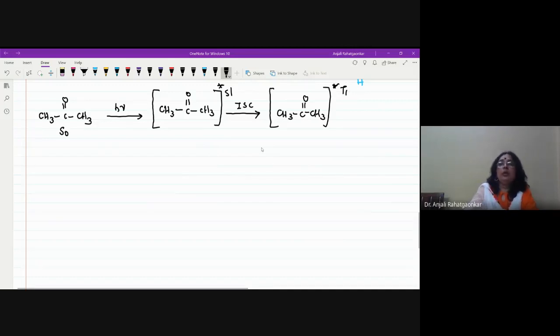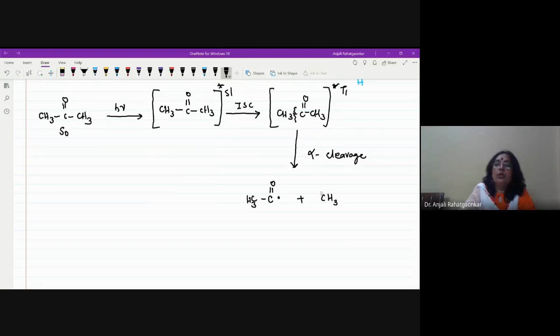Now here the general mechanism. First apply the first condition, that is alpha cleavage. What is that? From where should I break? Here I can break the molecule and there is a formation of an acyl radical as well as an alkyl radical. So this is an acyl radical. Now this process is nothing but the primary photochemical reaction.